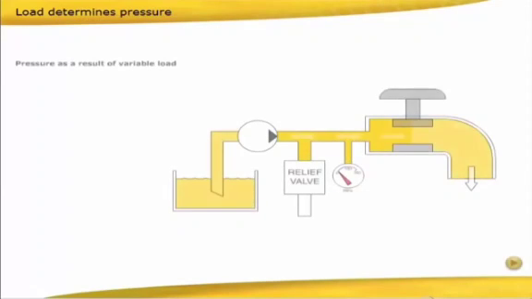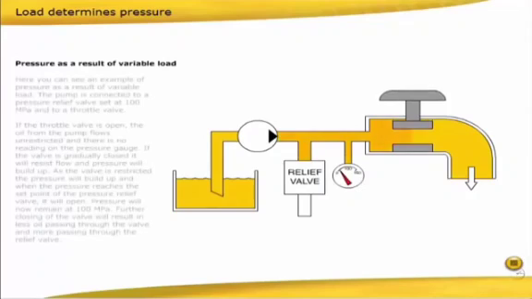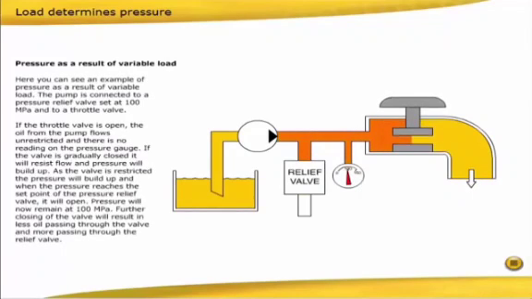Pressure as a result of variable load. Here you can see an example of pressure as a result of variable load. The pump is connected to a pressure relief valve set at 100 megapascals and to a throttle valve. If the throttle valve is open, the oil from the pump flows unrestricted and there is no reading on the pressure gauge. If the valve is gradually closed, it will resist flow and pressure will build up.